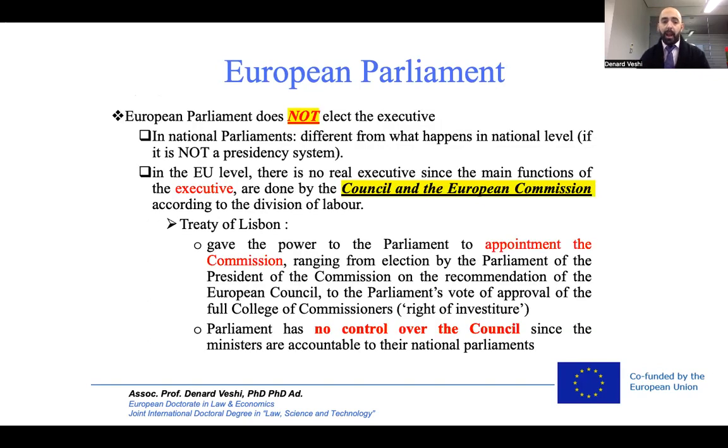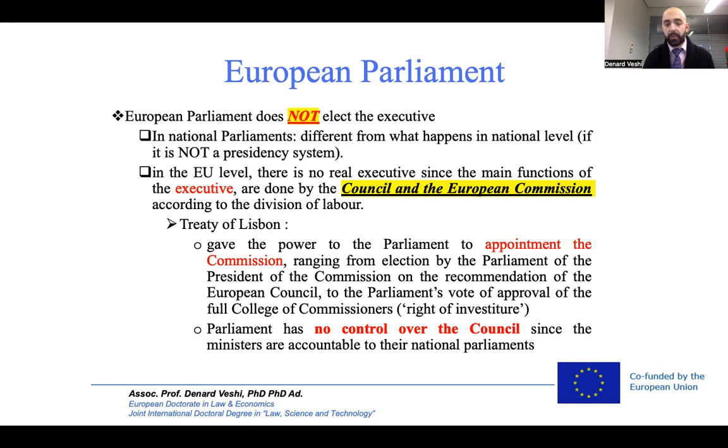It should be underlined that the European Parliament does not elect the executive. This is different from how the law in the national constitution works. At the EU level, there is no real executive because the main functions of the executive are done by the Council and the European Commission.